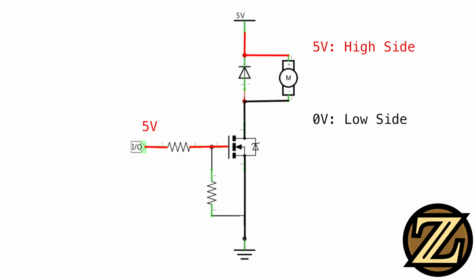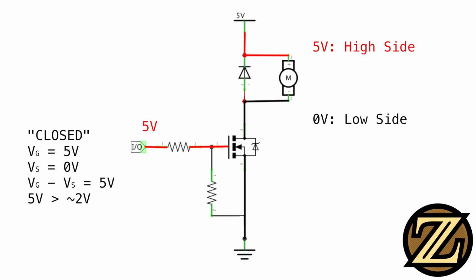Similar to the NPN circuit, the N channel is on the low side of our load. Looking at the math, we have a gate voltage of 5 volts and a source voltage of 0 volts. Our gate source differential is therefore 5 volts. Different MOSFETs require different voltages to operate, and 2 volts is the upper minimal limit for the MOSFETs that I have used.